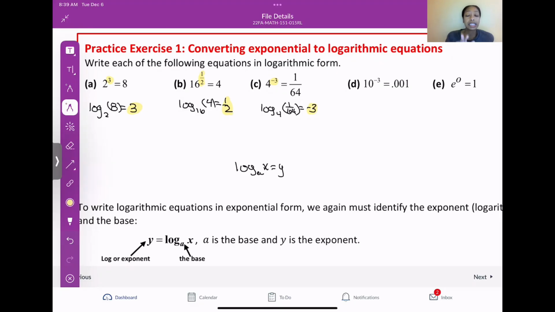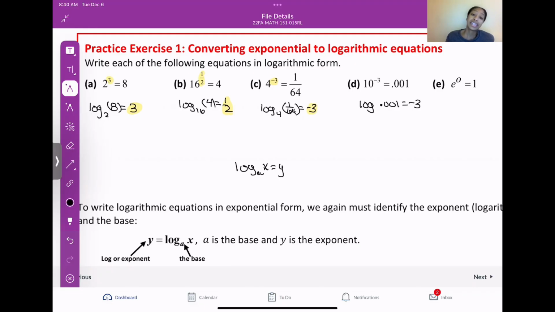For parts D and E, they work out the same way, but notice for part D, we have a base of 10, and for part E, we have a base of e. And base 10 and base e logarithms have their own notation, the common log and a natural log, okay? For base 10, remember, we just don't write the 10. So 10 to the -3rd power equals 0.001. This would be log base 10, which is just log, of 0.001 equals -3.